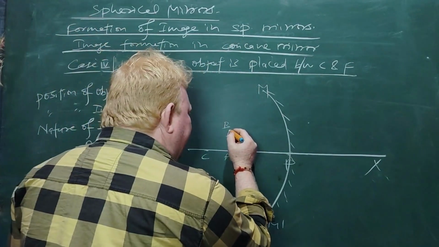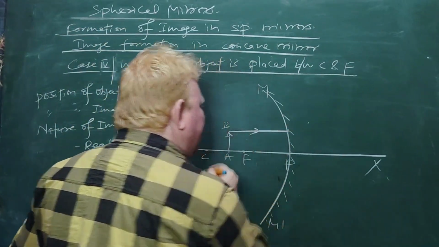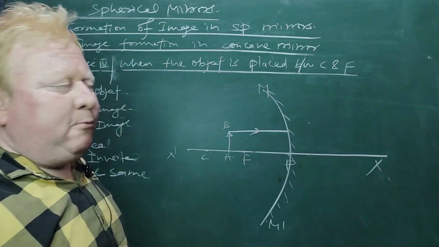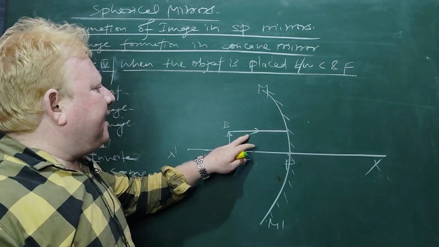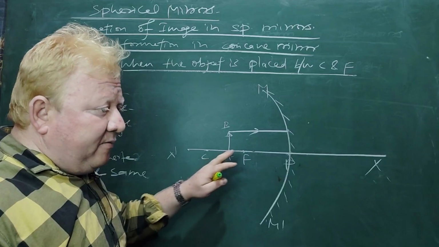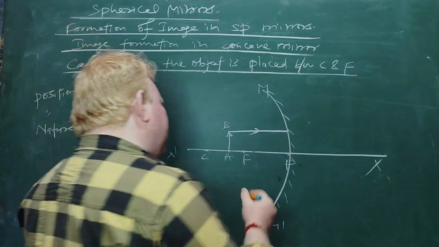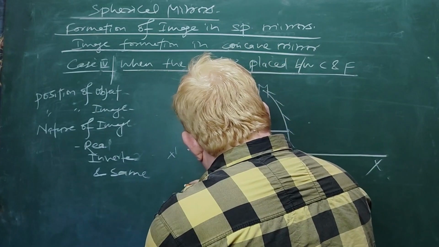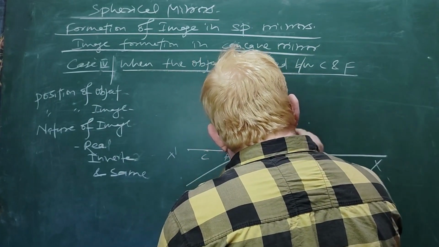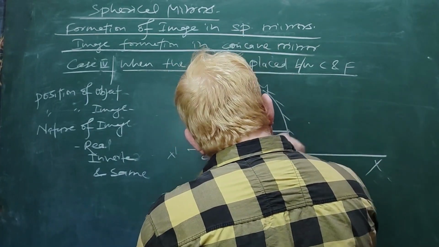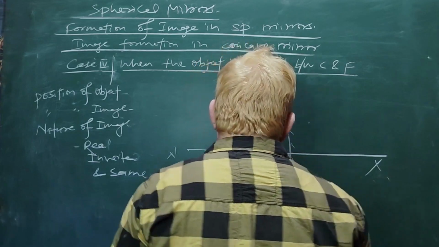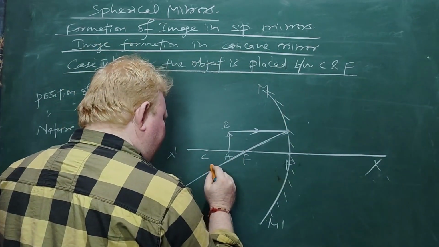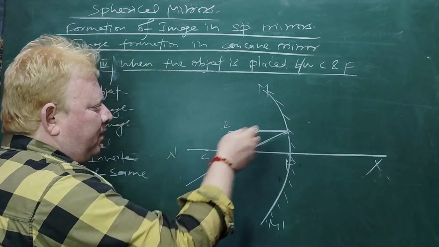So one light ray I would like to take parallel to the principal axis. Why? Because I know that a light ray coming parallel to the principal axis after reflection passes through the focus. Good. This light ray is passing through the focus.